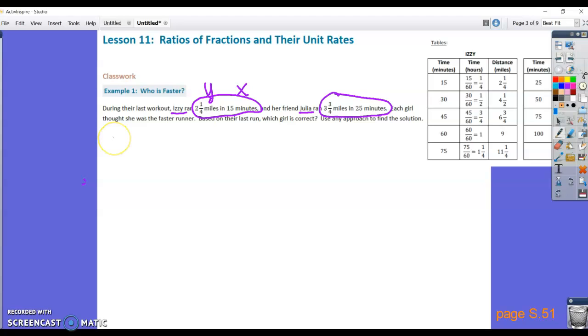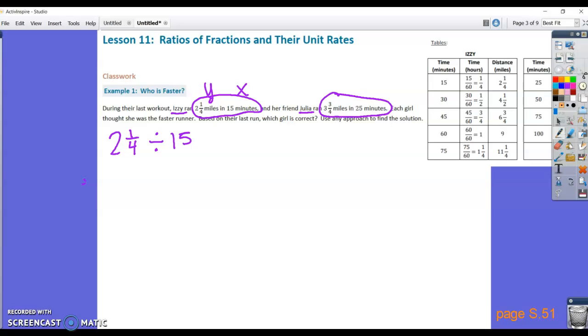Okay, so she's going 2 1/4 miles in 15 minutes. So for every 15 minutes. Okay, and so when you do that, you're going to see that you have a mixed number. You need to change to an improper fraction.